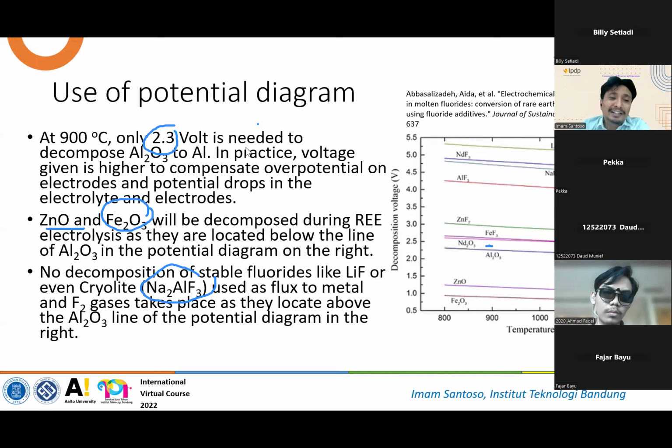In Indonesia, it is in North Sumatra, in PT Inalum. Any questions?